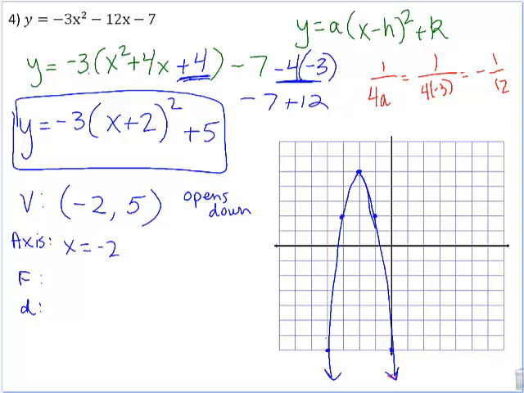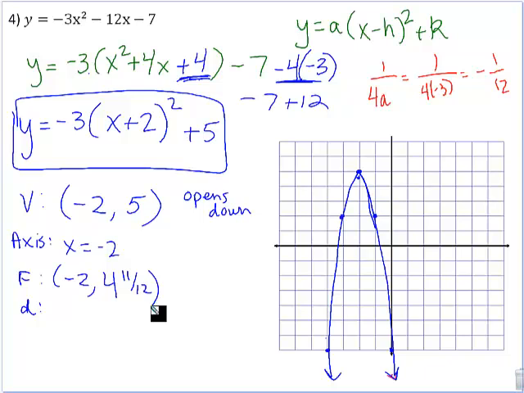So if we want to put our focus on here, our focus would have to be below our vertex, right? So would we add the 1/12th or would we subtract it? We'd subtract it. And which would we subtract it from, our x value or our y value? Yep, our y value, because we're going up and down. So our focus would be at negative 2, and then what's 5 minus a 12th? 4 and 11/12ths.